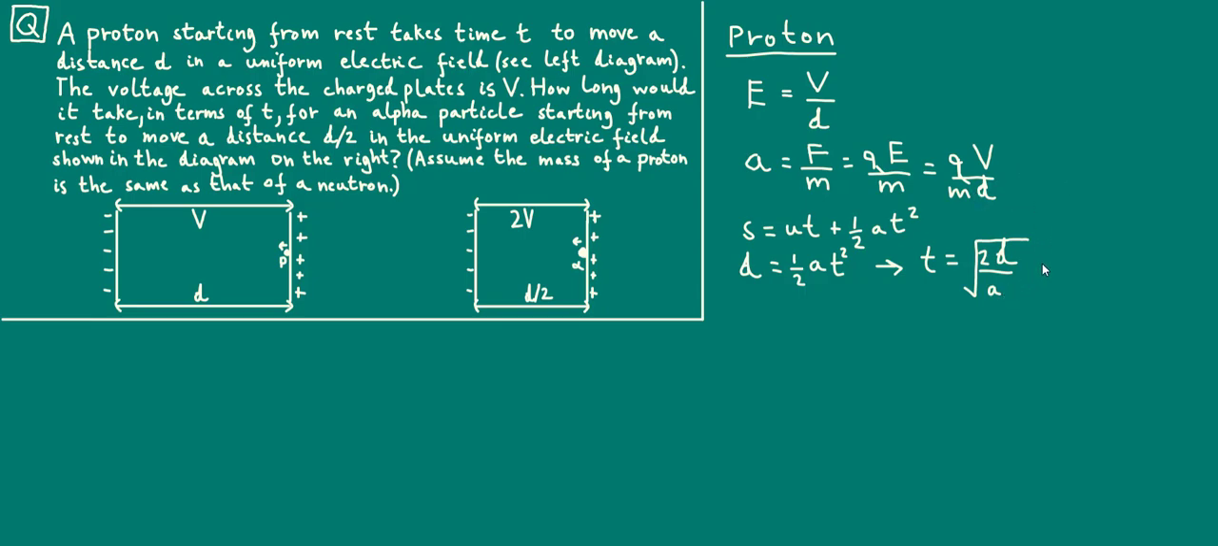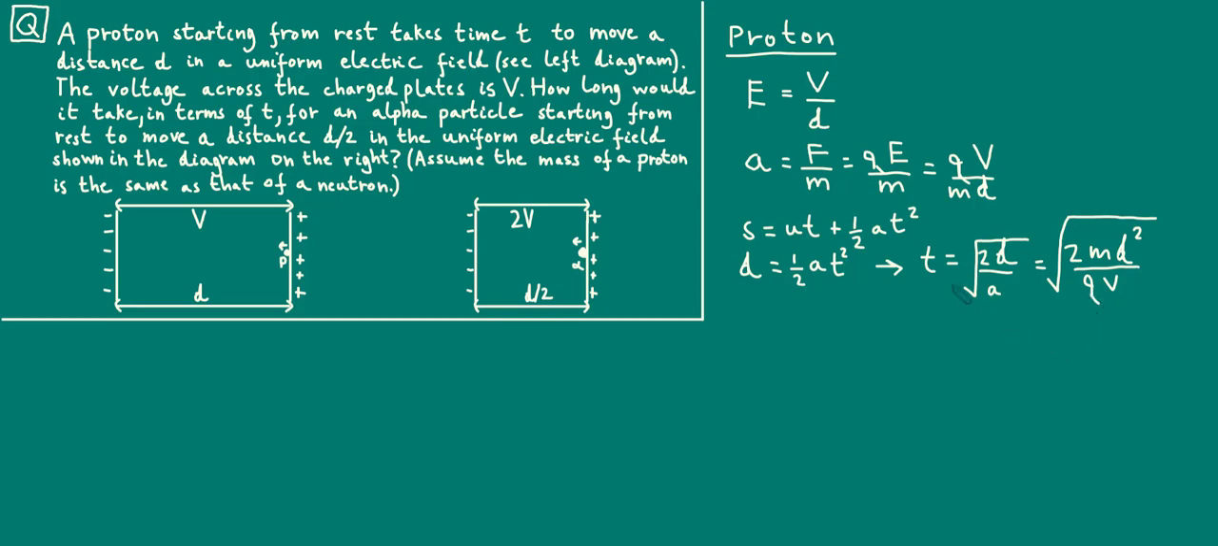So if we do that, we find that the time for the proton to move all the way over to the left plate is given by 2m d squared over qV, all square rooted. Let me just point out that we could have replaced q with the charge of the proton, e, but you'll see later that this is not really necessary.